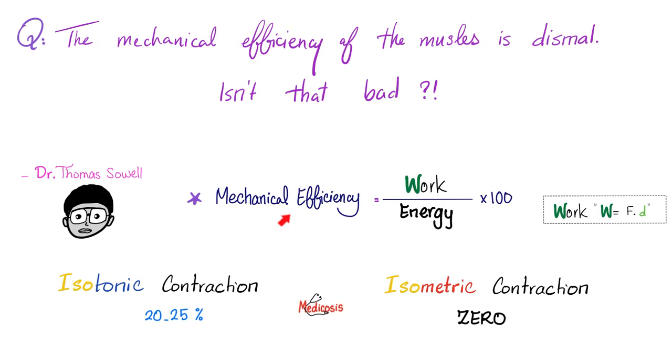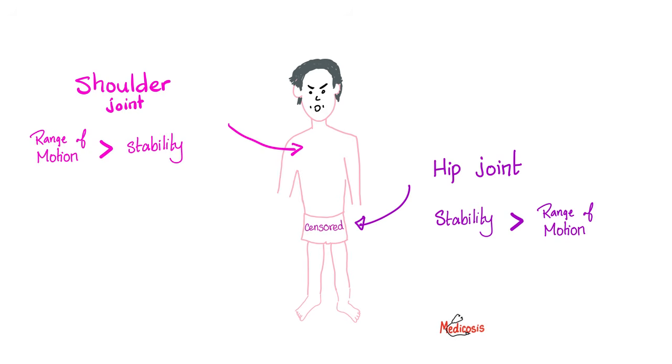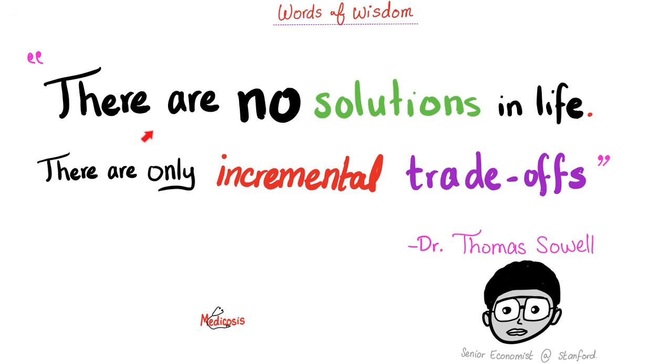So mechanical efficiency is a sound concept, but it's not the only game in town. You still have to maintain posture. You still have to produce heat for your body. A similar doofus might say, the body is so bad because the shoulder joint is easily dislocated. That's true. You know why? Because in the shoulder joint, we have sacrificed stability for the sake of a wide, robust range of motion. If you want a joint with more stability, it exists. It's called the hip joint. So it's not about good or bad. It's about choices and trade-offs. Because there are no solutions in life, only incremental trade-offs.